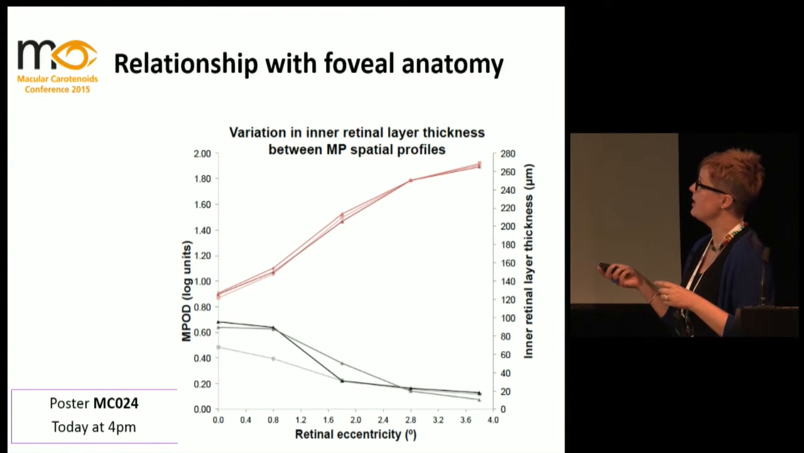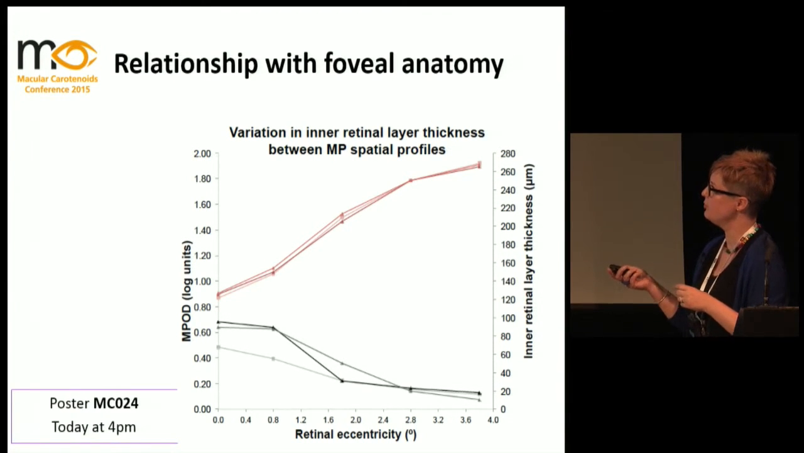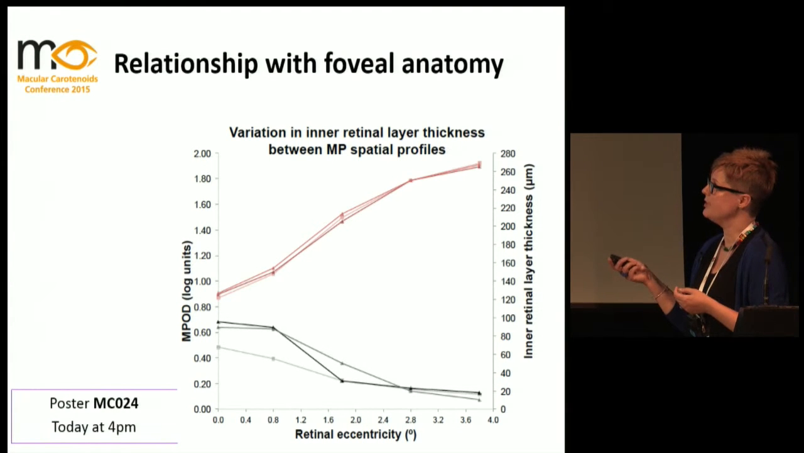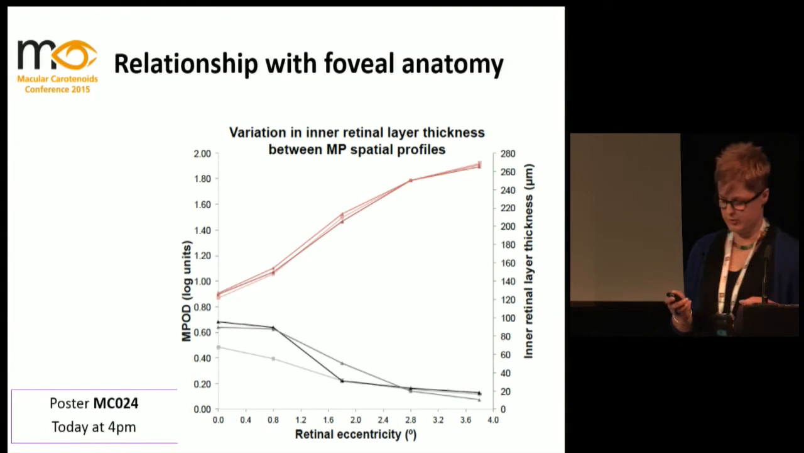And it's quite nicely visible in this graph, where here at the bottom we can see the macular pigment optical density per ethnicity for the 3 different spatial profiles, which significantly differed. But if we look at the inner retinal layers, for example, they are all identical for the 3 different profiles.